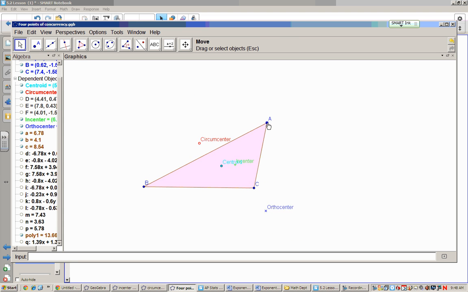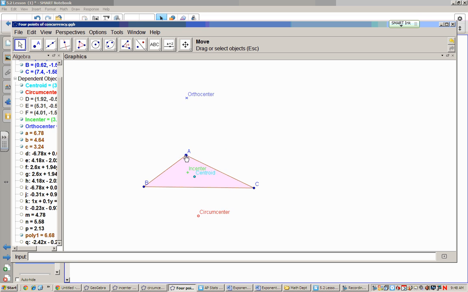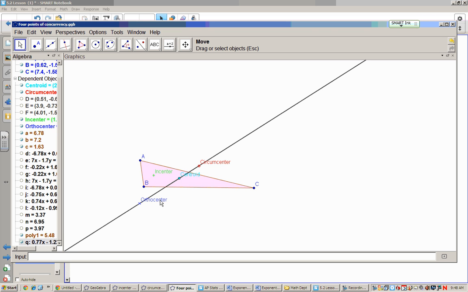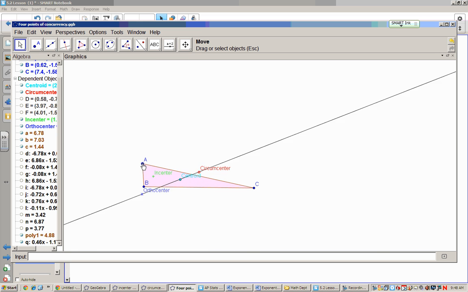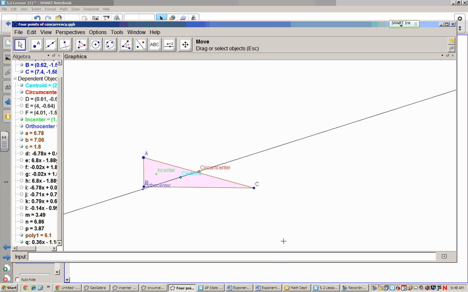Now, when I bring this off to the side, there's one center that isn't in a line. Notice how the incenter doesn't form a line. If I draw that line, notice how the orthocenter, centroid, and circumcenter always stay, we call it collinear, on the same line.